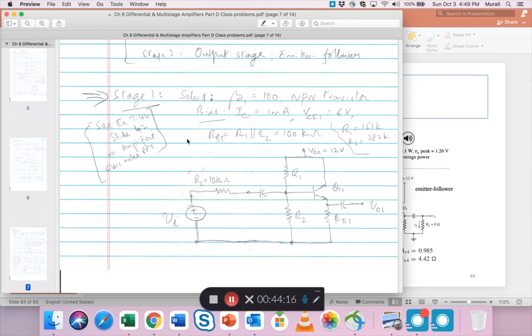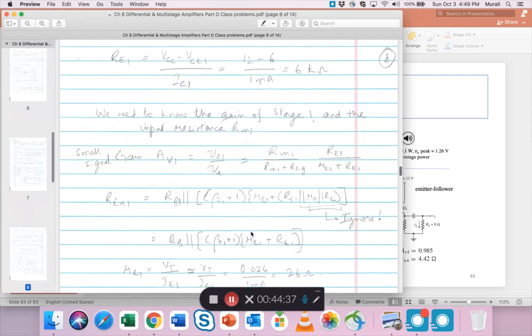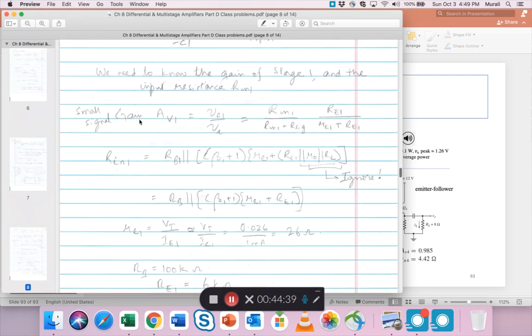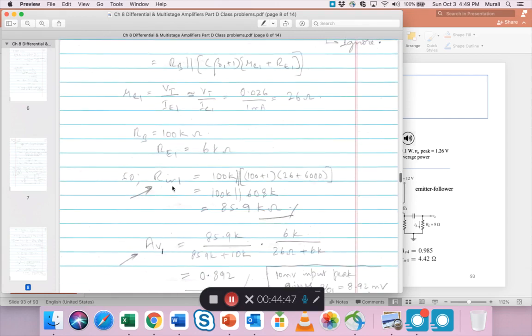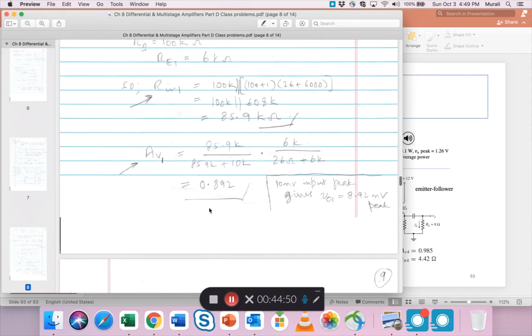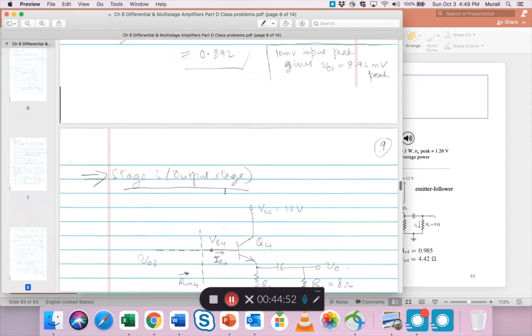So for stage 1, for example, I pick a transistor with beta 100. I pick a bias current of 1 milliamp. Because we are operating off of 12 volt supplies, I pick a VCE of about 6 volts. Then I have to pick the bias resistance. So I pick an RB1, which is R1 in parallel with R2, of 100K. Based on all that, I come up with the small signal gain formula, and I need Rin, small re, and RB. Using all that, I come up with a gain of 0.892 for the first stage.